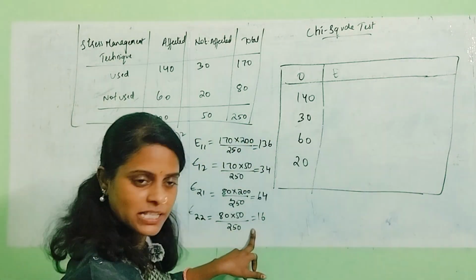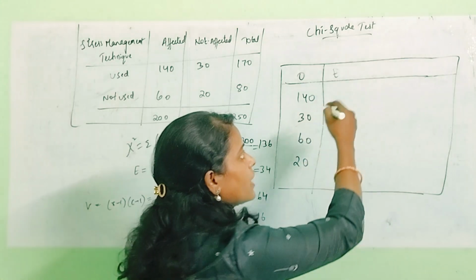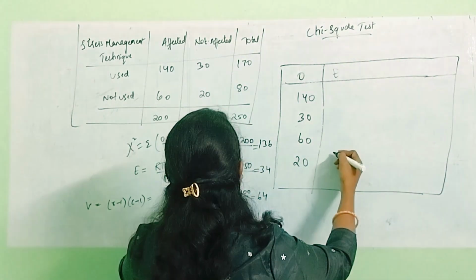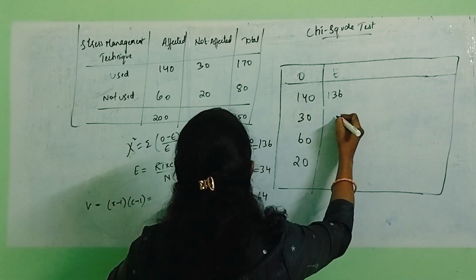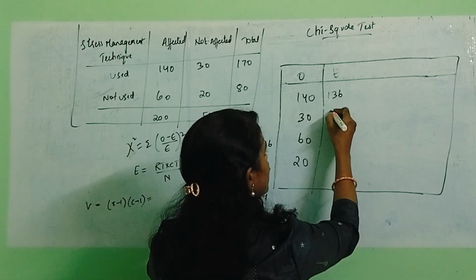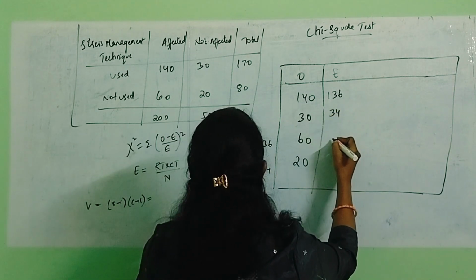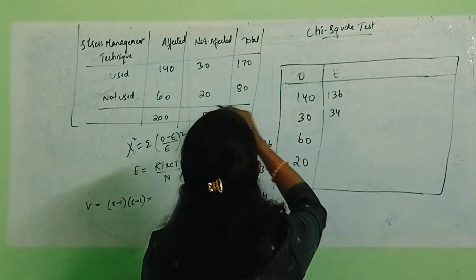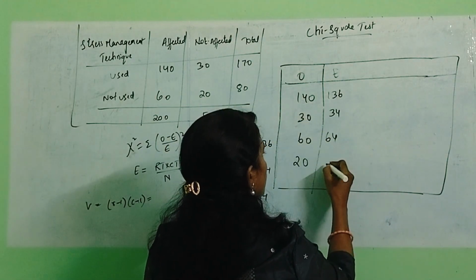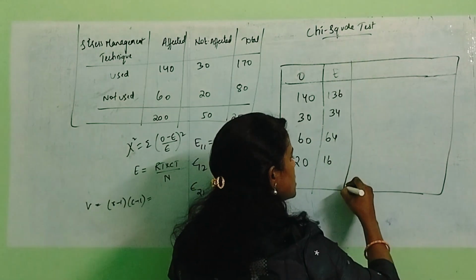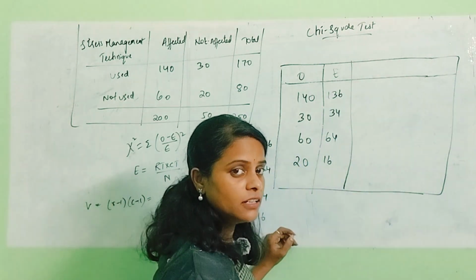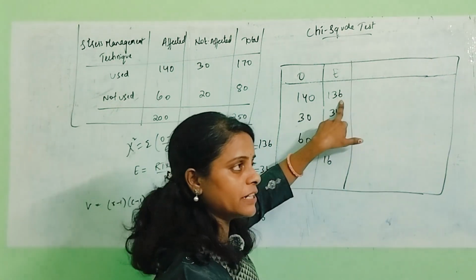So we got all the expected values. We have to write down those expected values here. For 140, the value is 136. Next, for 30, the value is 34. Next, for 60, the value is 64. Then for 20, the value is 16. That is the expected frequency. Done. So we have the observed frequency and the expected frequency.